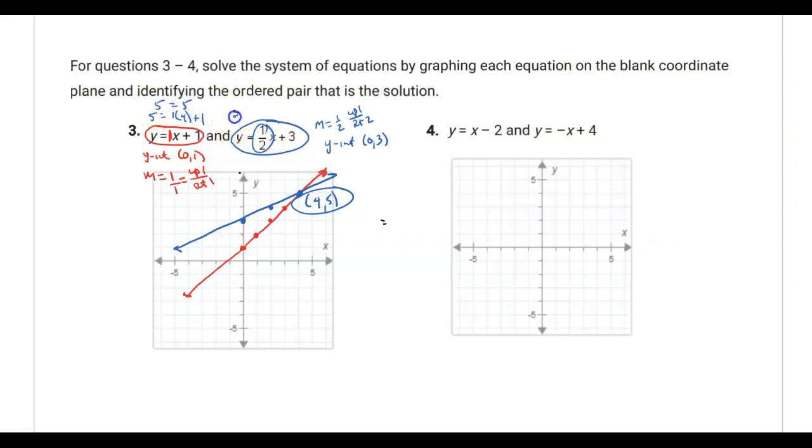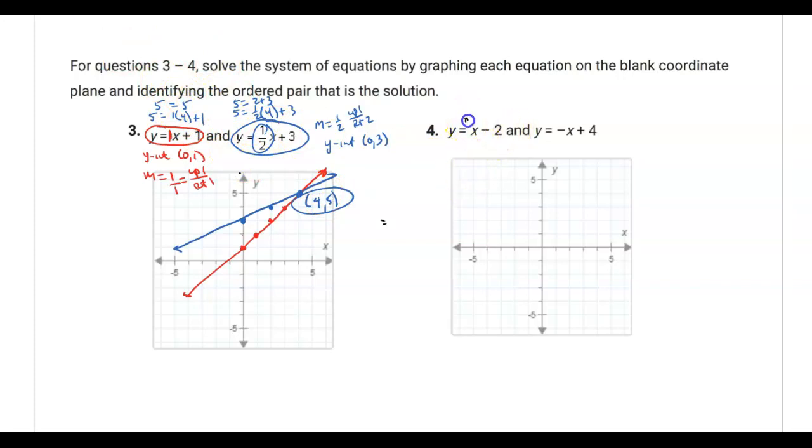The next one is 5 equal to 1/2 times 4 plus 3. Half of 4 is 2. Is 2 plus 3 equal to 5? Yes. So that is the solution. It's the ordered pair that makes both of those true.